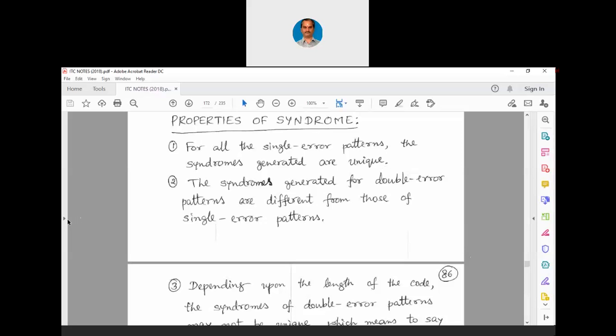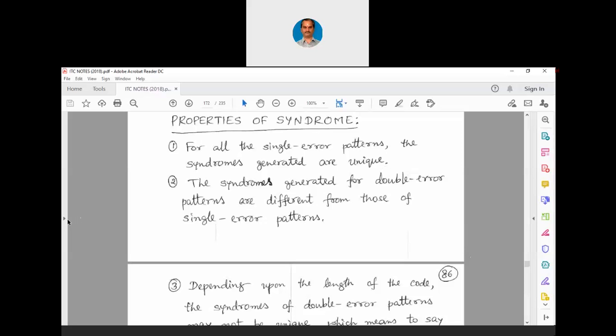The next property is that the syndromes generated for double error patterns are different from those of single error patterns, which means, let us say in a given received vector, if there are 2-bit errors, and we want to detect as well as correct 2-bit errors, the syndromes generated for those double error patterns will be different from those of the single error patterns.